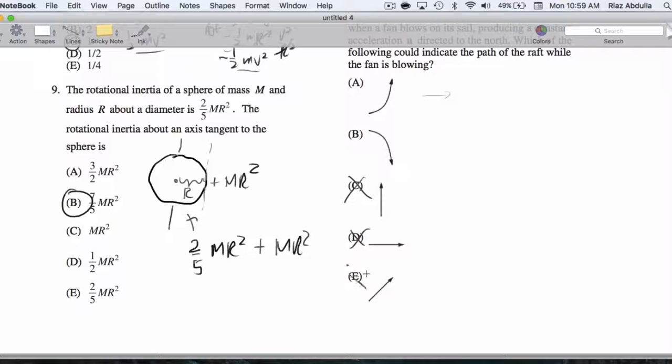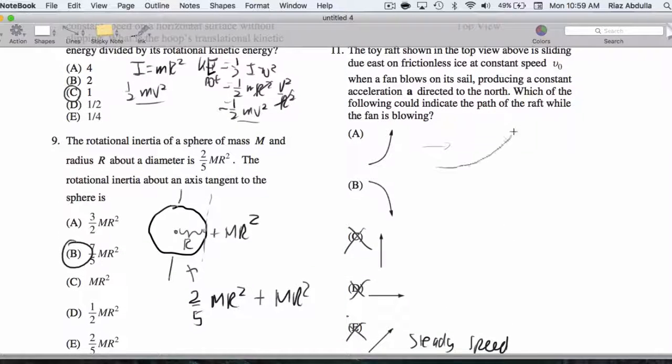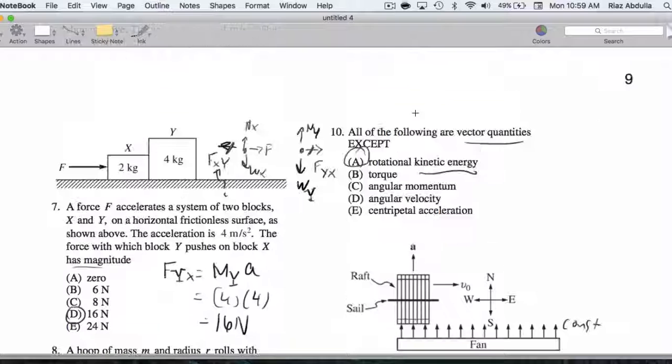And the reason E is wrong is that works if you've got a steady speed. But we actually have a steady acceleration, which means it's going to be picking up speed and going faster and faster. Choice A is the right choice. So that is page 2 of the multiple choice exam.